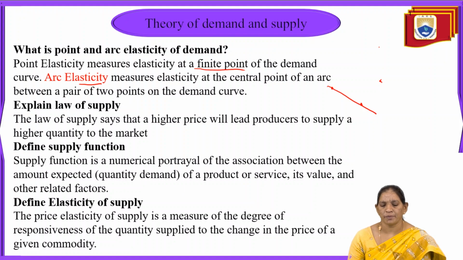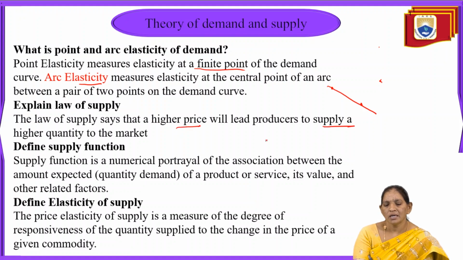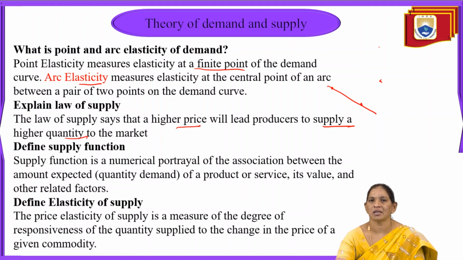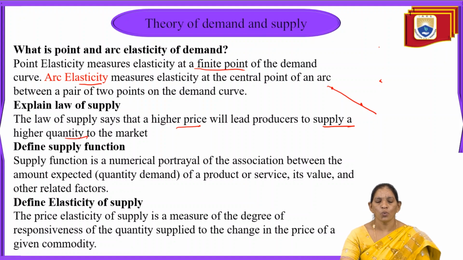Explain the law of supply. The law of supply says that a higher price leads the producer to supply a higher quantity of goods in the market. If the price is higher, the producer wants to gain more profit, so he wants to produce more goods and supply more goods to the market. That is why when the price is higher, it leads the producer to place a higher available quantity in the market.